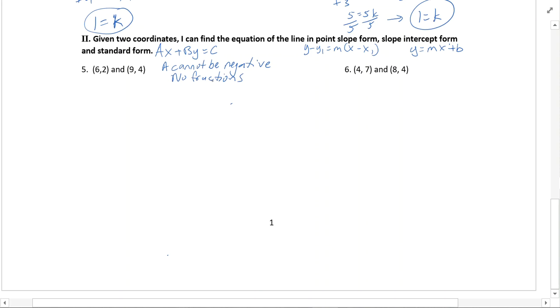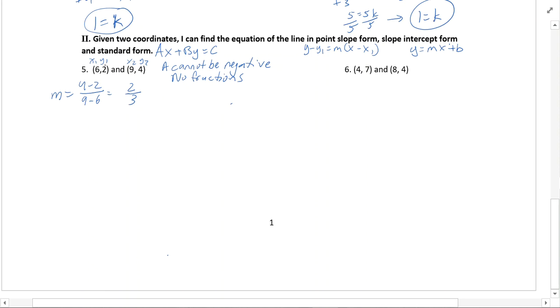All right. So in order to do all these three forms, the first thing we have to do is find the slope. So remember, this is x1, y1, x2, y2. So m is going to equal 4 minus 2 over 9 minus 6. So here we're going to get 2 over 3. So our slope is 2 over 3. The first thing you want to do is plug it into point slope because those are the two things you have, the slope and the point.